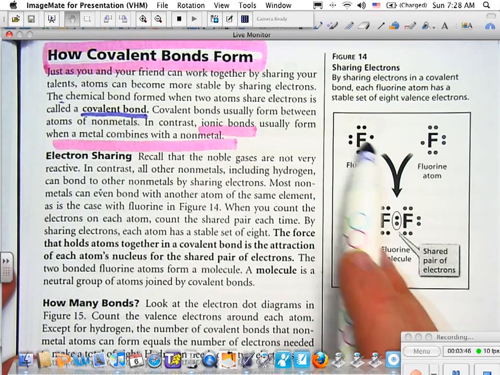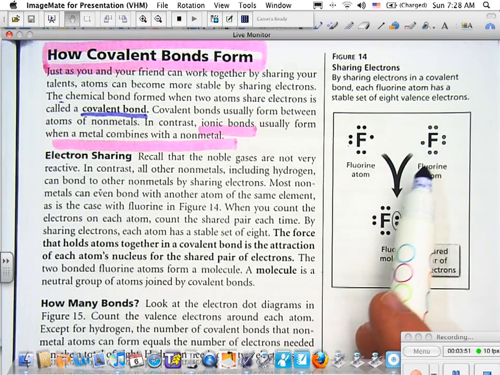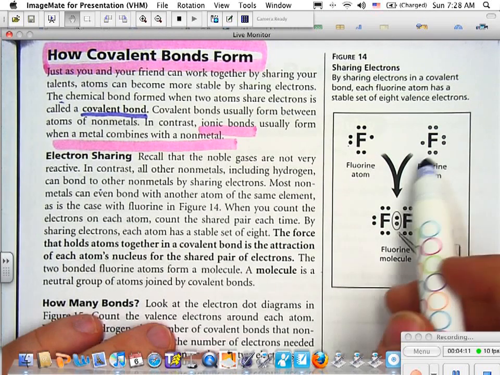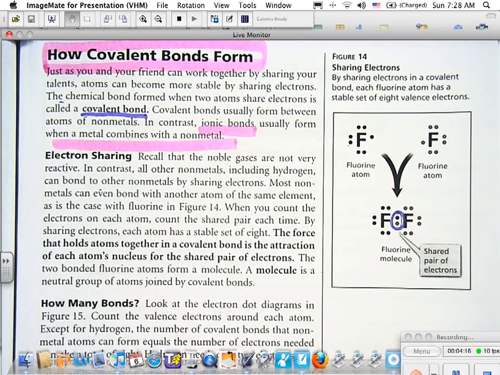Here's figure 14. We have two fluorine atoms. Each one has 1, 2, 3, 4, 5, 6, 7 valence electrons. Mr. Worley, how did we know that it had 7 valence electrons? If you check out your periodic table, you'll see that fluorine is in the 17th column, and from two chapters ago, you know that valence electrons follow the pattern 1, 2, skip the middle, 3, 4, 5, 6, 7. So 7 valence electrons. And so when they get together, they say, let's get together right now and share 2 electrons. That's called a covalent bond.